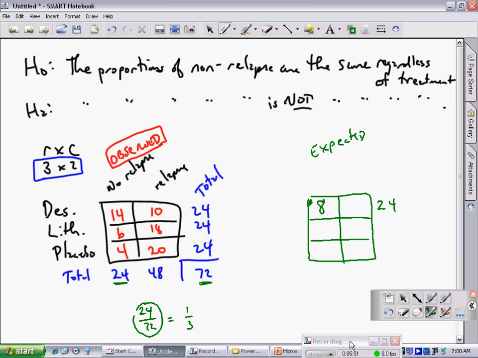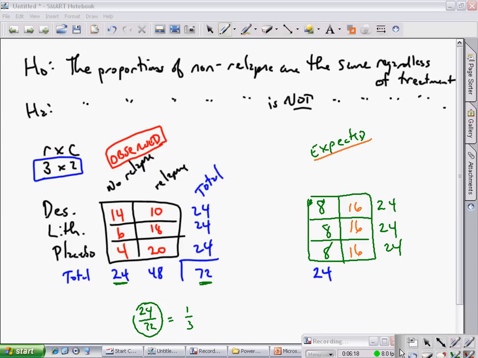24 over 72, or 1/3 of 24. Likewise, these numbers would be 8. And notice those still sum up to give me, of course, 24 people who didn't relapse. Again, I can use simple subtraction to come up with these orange numbers. And again, in the 3x2 table, I've got the expected values.